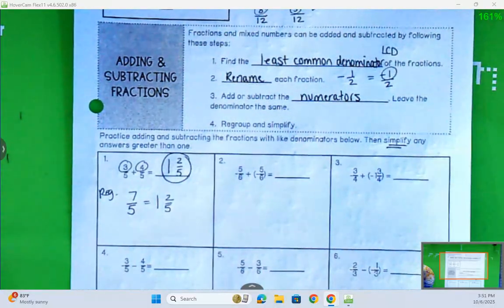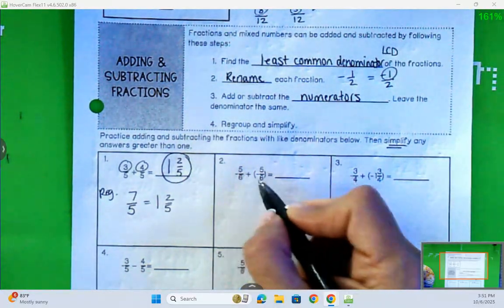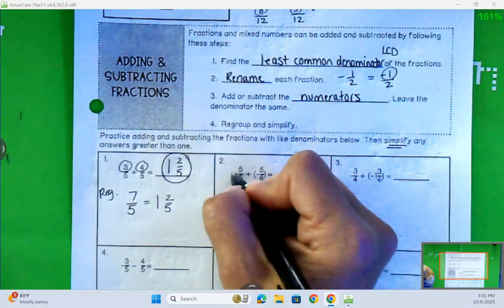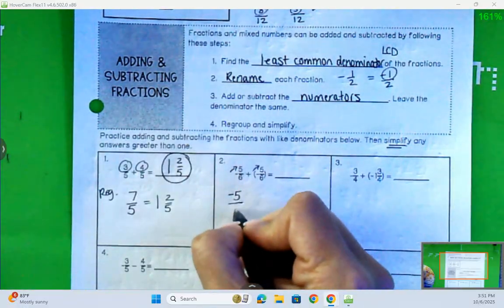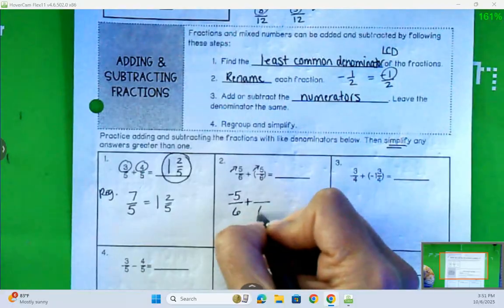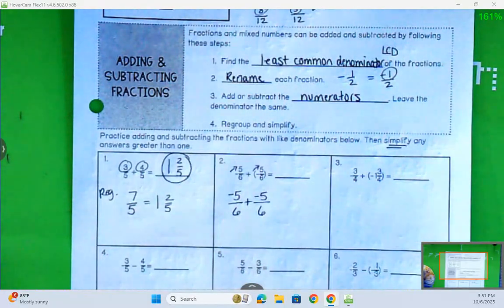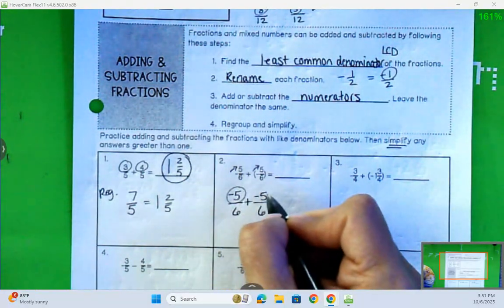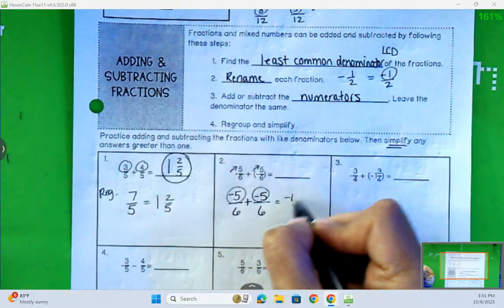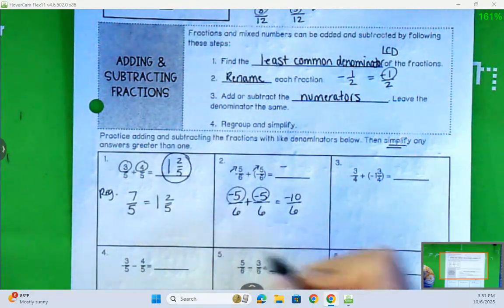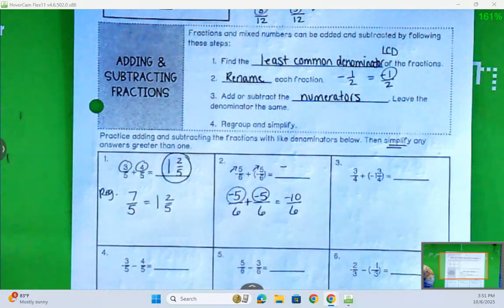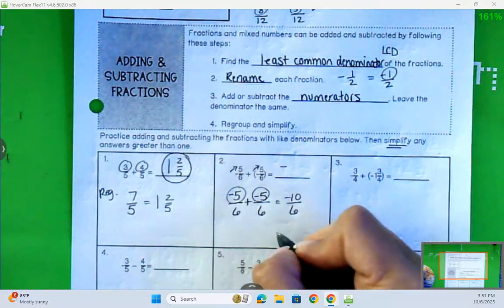Okay, number 2, we have negative 5/6 plus negative 5/6. So we're going to rename that by putting our negative 5s in the numerator. We already have a common denominator. So negative 5/6 plus negative 5/6 is altogether negative 10/6. So our answer is negative. When you're adding negatives, you just have more negative.